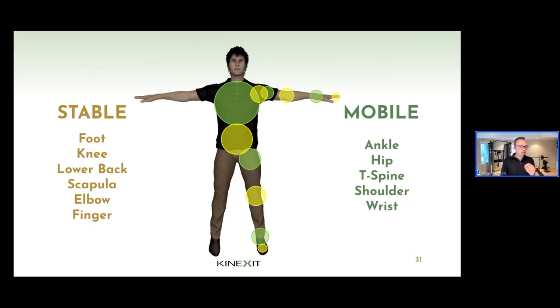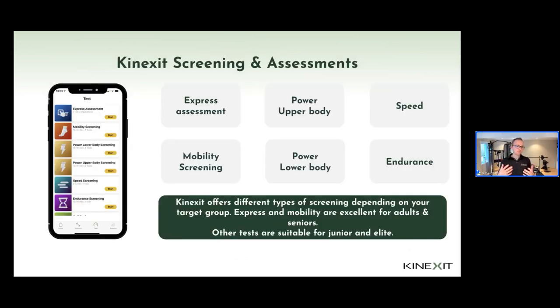So these two pieces, the concept of being able to move in our different planes and our different areas in our body, that's where we try to get a good understanding of what's going on. Now, there's multiple ways of screening a player. What we've done is we've created a menu with different screenings depending on the situation. So let's say I've got a 25-minute lesson. And historically, adding a fitness component has been almost impossible because it's taken like 45 minutes. In our case, we've developed a screening that we call an express assessment.